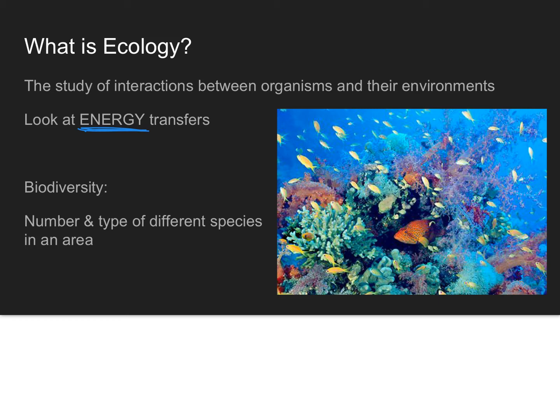We're also going to talk a lot about biodiversity, which means how many types and numbers of different species there are in an area. So for instance, if you look at the picture over here, this is a coral reef, and these are very, very diverse ecosystems. You have a lot of fish, you have a lot of corals, and there's a ton in a very small area.